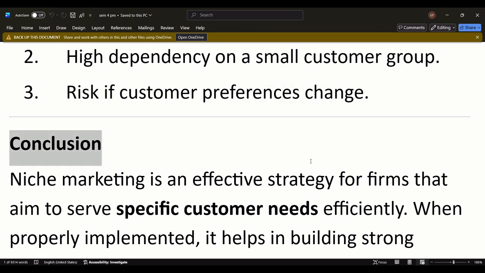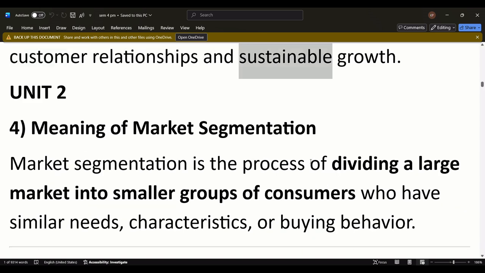Conclusion. Niche marketing is an effective strategy for firms that aim to serve specific customer needs efficiently. When properly implemented, it helps in building strong customer relationships and sustainable growth.